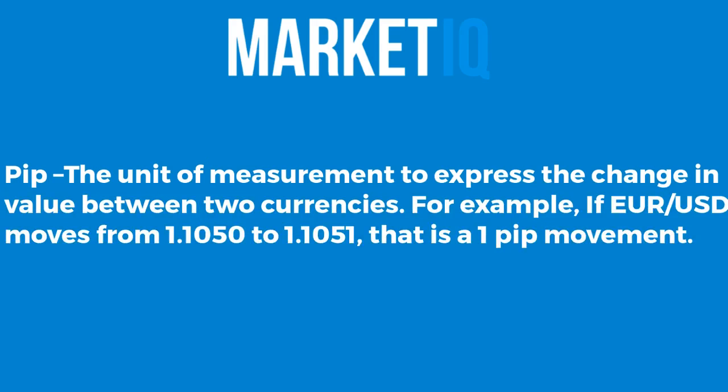The next term we're going to look at is called a pip. A pip is the unit of measurement to express the change in value between two currencies. For example, if Euro USD moves from 1.1050 to 1.1051, that is one pip movement.